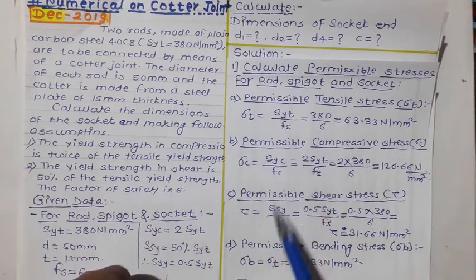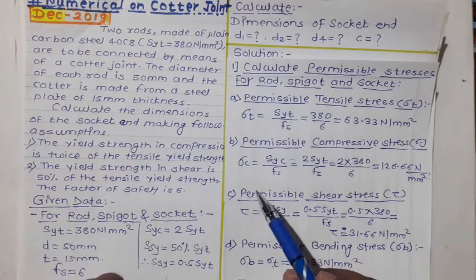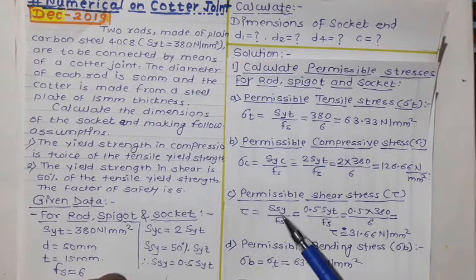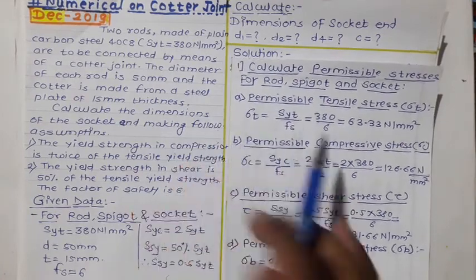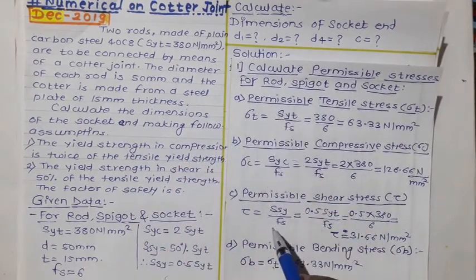Okay, so these are the 4 permissible stresses we require to solve this problem. As we are not going to solve all 7 steps, either 1 or 2 permissible stresses may not be required. But as a part of the calculation, we have calculated all these 4 permissible stresses.